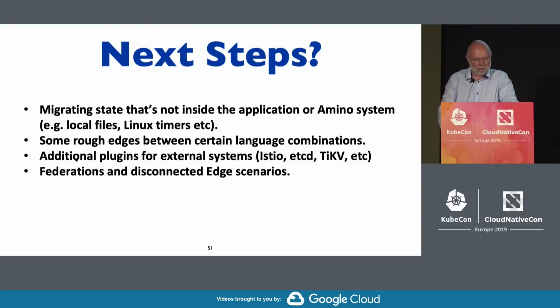There are some rough edges between certain combinations of languages. We support a large number of languages, and depending on the permutations, there are some slightly funky things that happen, which we'd like to clean up. We would like to build some more plugins for external systems, things like etcd and TiKV and Istio, which clearly can be well used inside a deployment manager. And then we're also very interested in federations and disconnected edge computing scenarios.